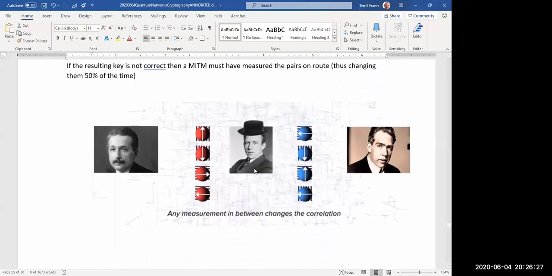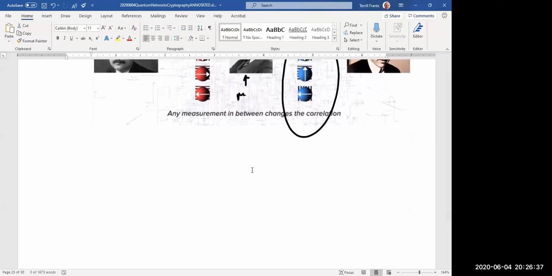So I'm just skipping over here quickly, but essentially, if the man in the middle measures it, then B will get different results.